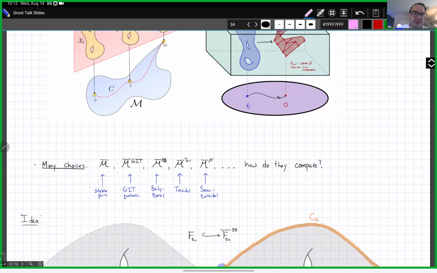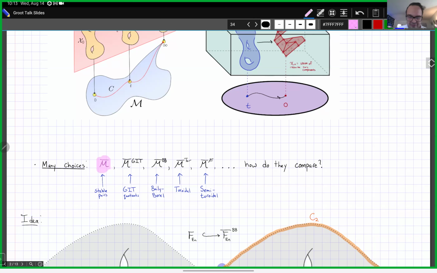So in general, you have many different choices of which compactification to take. The one that I work with the most is this KSBA compactification, the stable pair compactification. Other popular choices include GIT compactifications, so taking a variety and quotienting it by the action of a reductive group. Or now there's some theory to work with non-reductive groups. Another one we work with quite a lot is the Baily-Borel compactification. And a couple of other choices would be these toroidal compactifications and semi-toroidal compactifications. So there are many advantages and disadvantages to each choice.